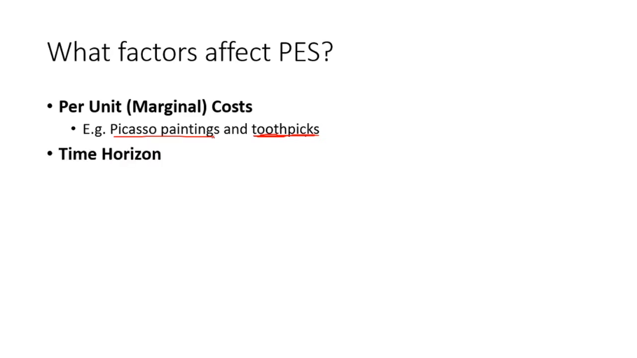The next one I think is really important. It's time horizon. That is to say, the amount of time that you're given to consider how long it is you're going to be able to see the change between the price and the quantity supplied, the more elastic it's going to be.